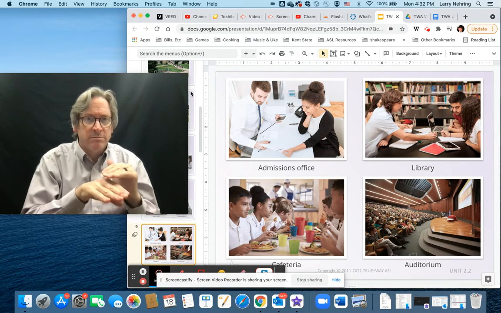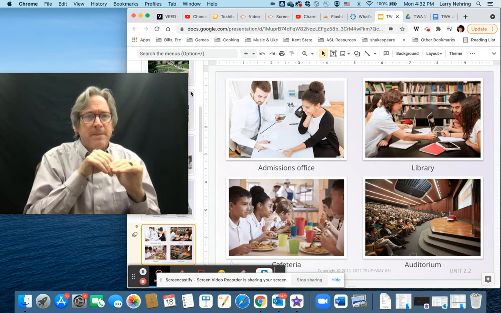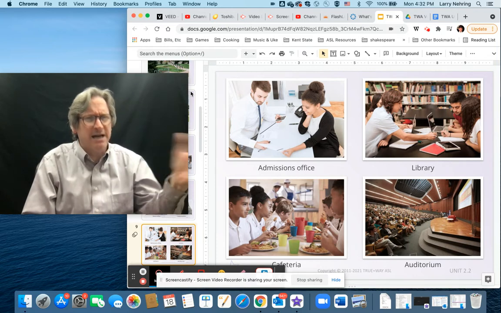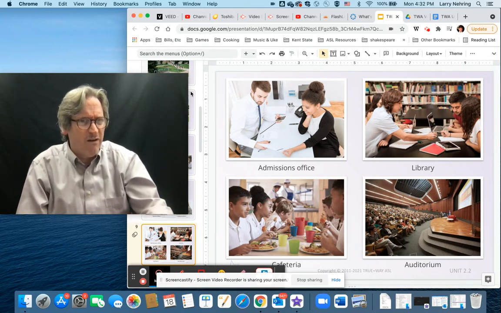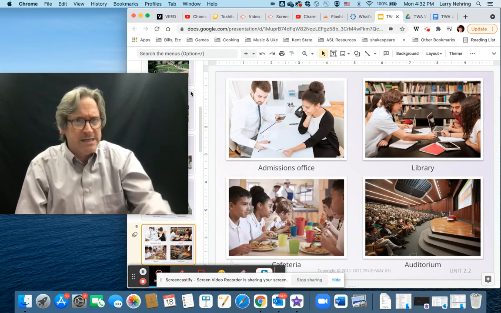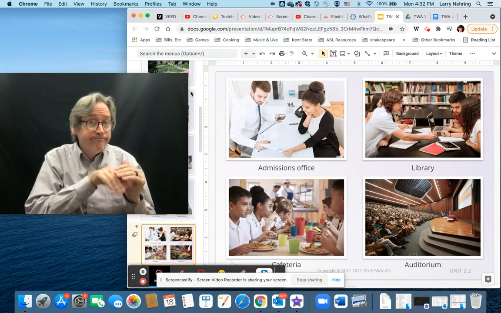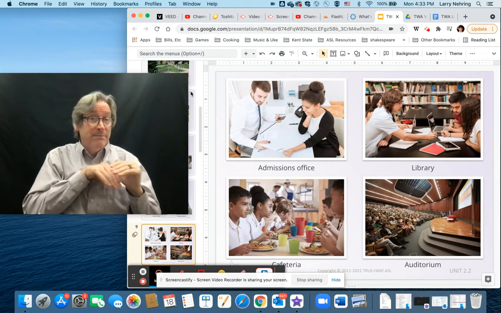So admissions. Admissions, same thing with access. Take a look at what's the sign. They generally have a few more vocab options than what I'm saying in here. I'm saying what's mostly used here. Admissions office.